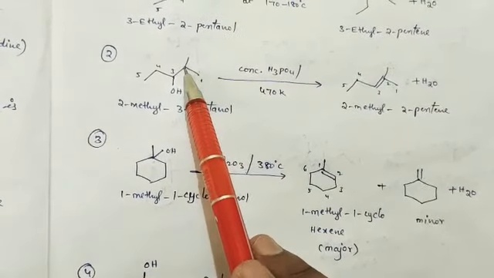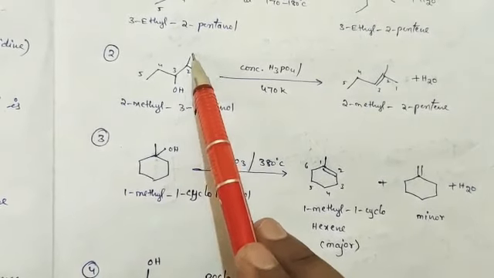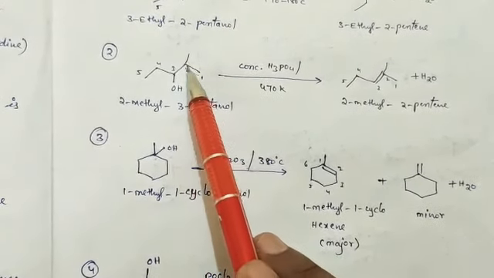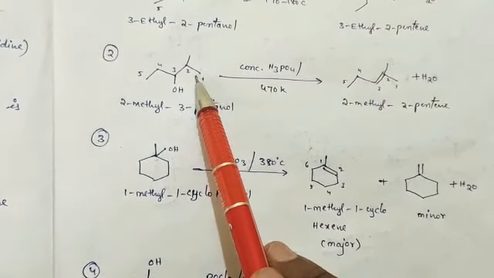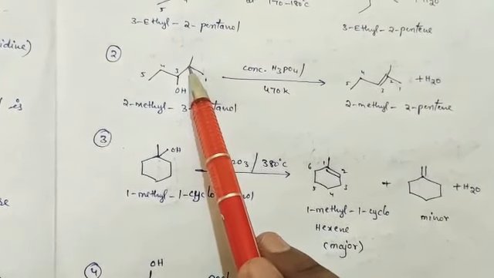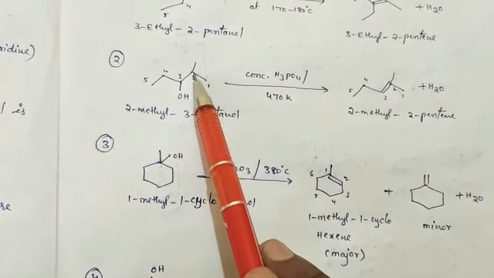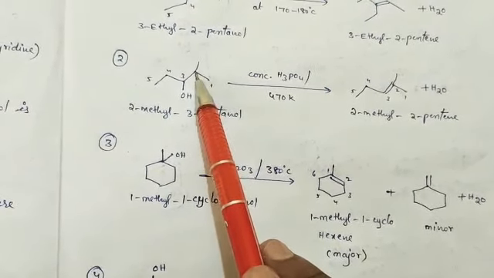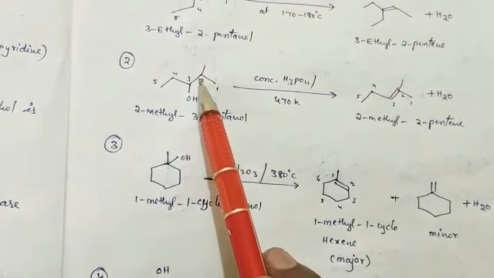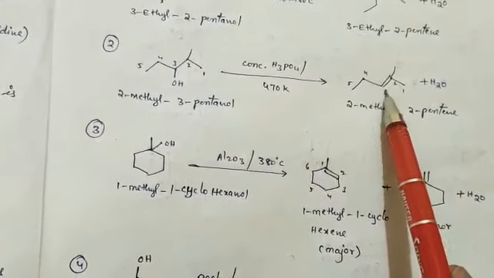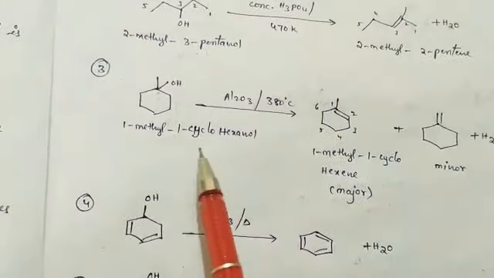But if we look at the second carbon, it is surrounded by 3 carbons, meaning the second carbon is a tertiary carbon. A tertiary carbon has one hydrogen. So we have to eliminate the hydrogen from the second carbon and OH from the third carbon, so that between 2 and 3 one double bond is formed, and the product is 2-methyl 2-pentene.